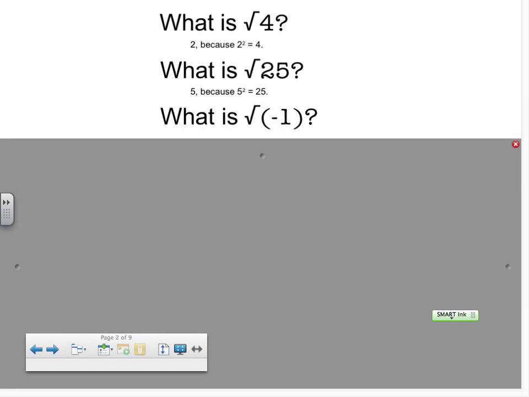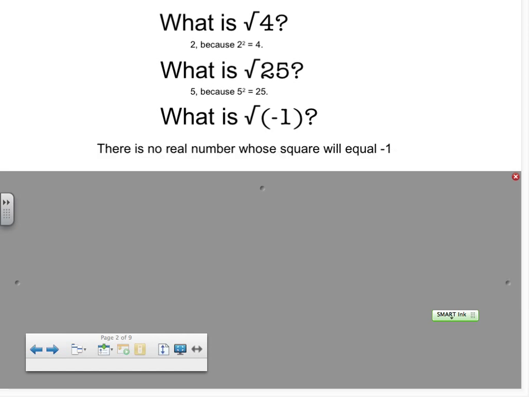What is the square root of negative 1? That one you should be saying, what is the square root of negative 1? Well, there's no way to do that. There is no real number where we can square it and get negative 1. A negative 1 times a negative 1 equals a positive 1. Positive 1 times a positive 1 equals positive 1. So there is no real number that works.